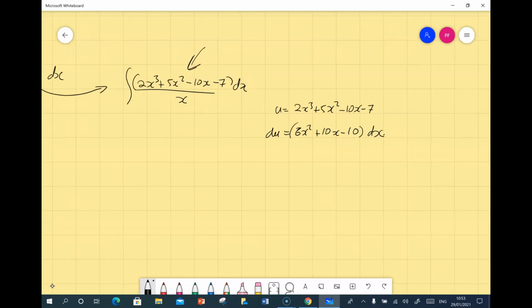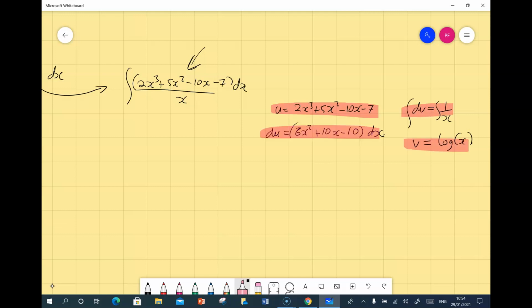Okay, now my other side, so my dv is going to be 1 over x, so I'm going to integrate both sides of that, and I'll end up with v is equal to the natural log of x, and those are my important pieces there. Okay, so if I'm looking for the integral of this here, I use my formula: the integral of u dv is equal to uv minus the integral of v du.